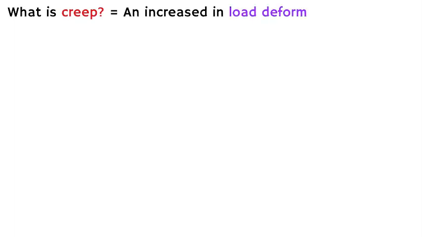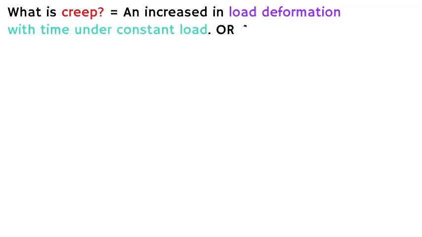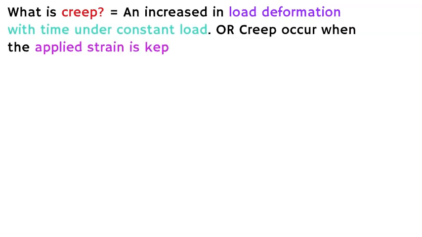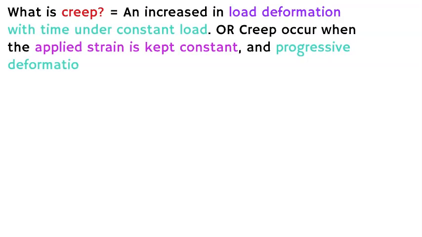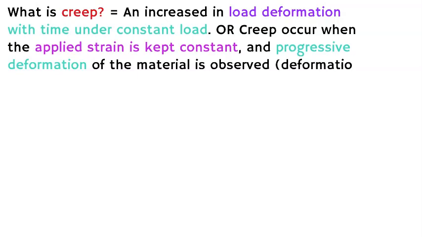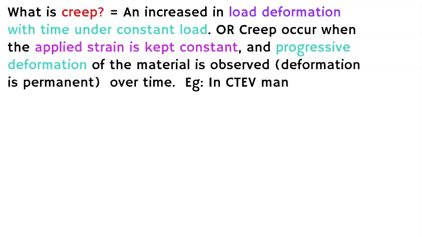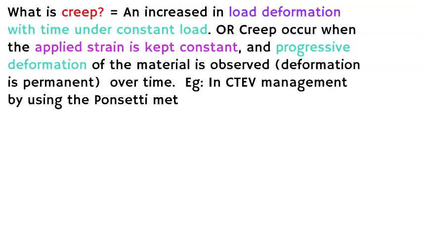Next, what is creep? It is an increase in deformation with time under constant load, or creep occurs when the applied stress is kept constant and progressive deformation of the material is observed. Deformation is permanent over time. An example is congenital talipes equinovarus management using the Ponseti method.